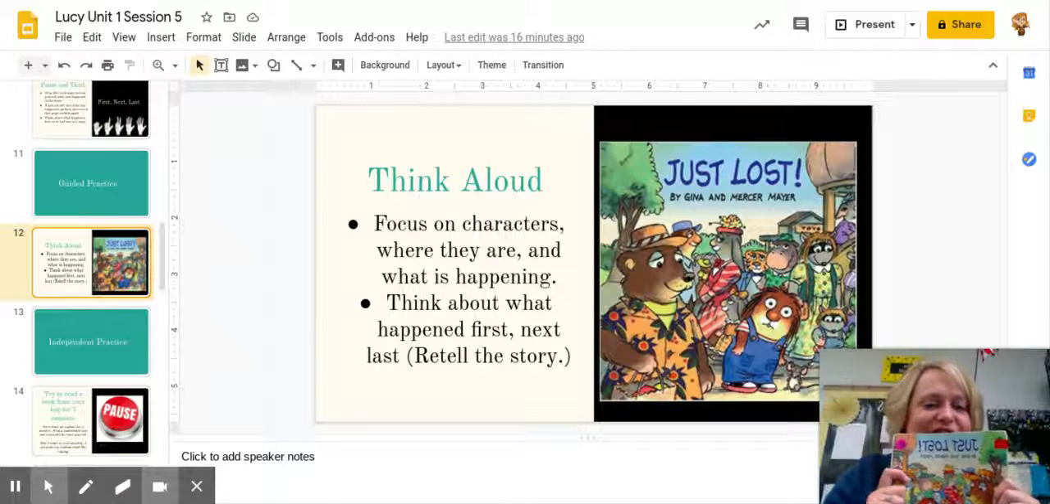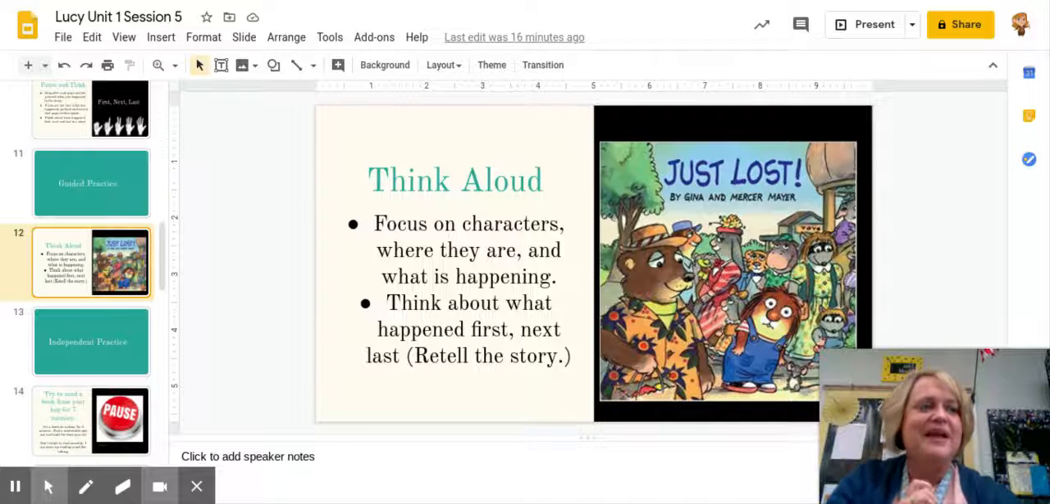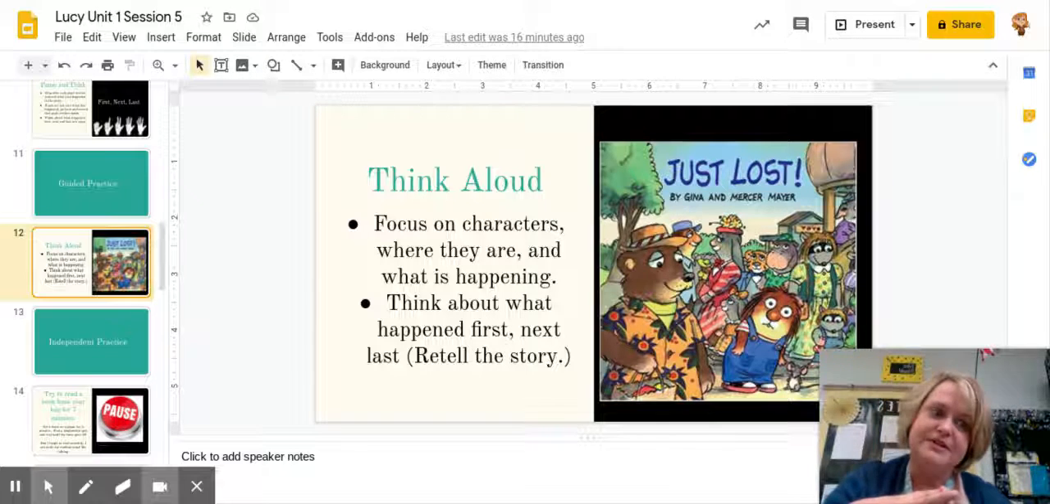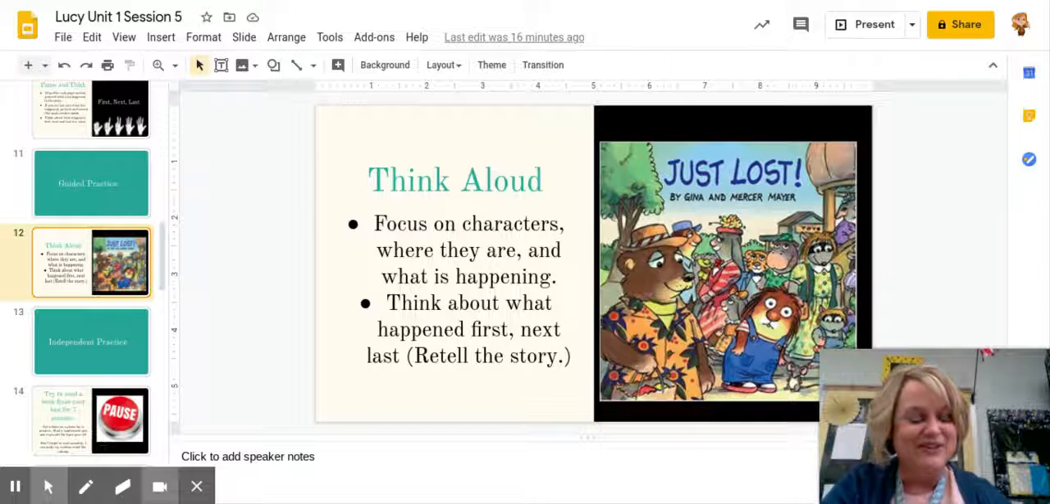So, a very good story of Just Lost. And we can retell each part of that story. We can retell who the characters are. They are Mom, sister, baby brother, and Little Critter. They're in the mall. We know what happened.